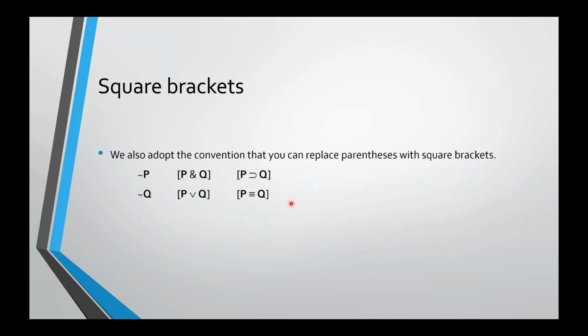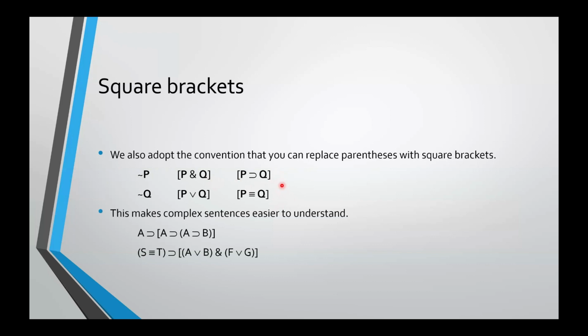We also adopt the convention, the same convention as in algebra, that you can replace pairs of parentheses with square brackets. So you can do all of these instead of having parentheses there. And this is really valuable because it makes complex sentences much easier to understand. This really helps you keep track of which ones go with which.